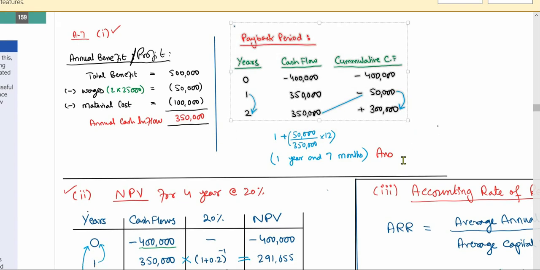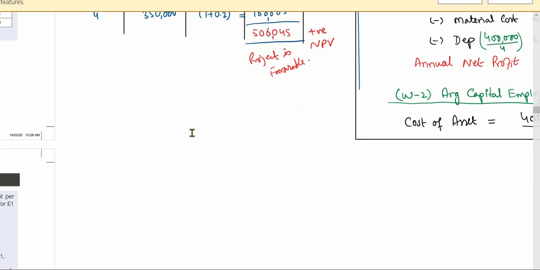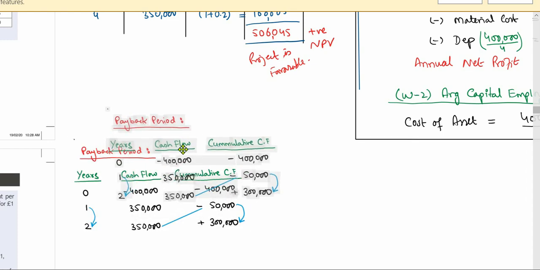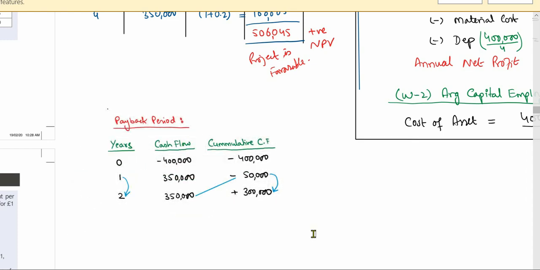Just copy this. Part number 4 we will solve here. Okay, so the part number 4, payback period. For the payback period, we need firstly the cash outflows.